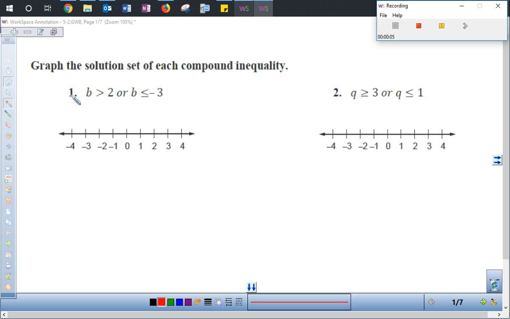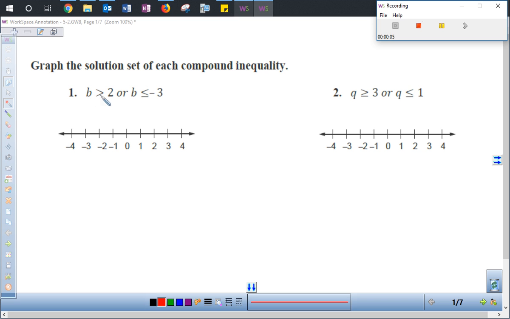So, for example, on number 1, b is greater than 2 or b is less than or equal to negative 3. So, if you choose a number that works for this, then it works. Or if you choose a number that works for this, then it works. So we're going to start again by doing our starter graphs, our helper graphs.